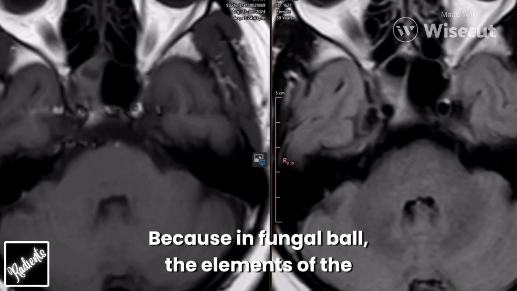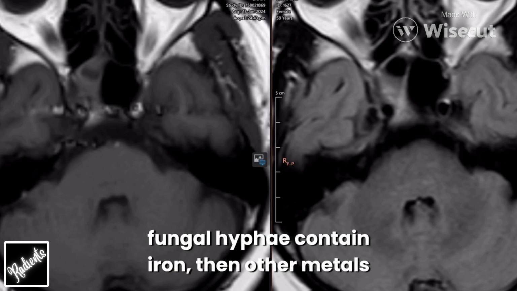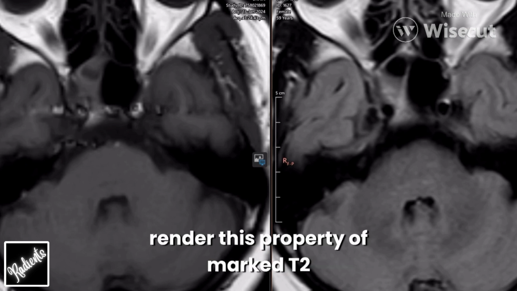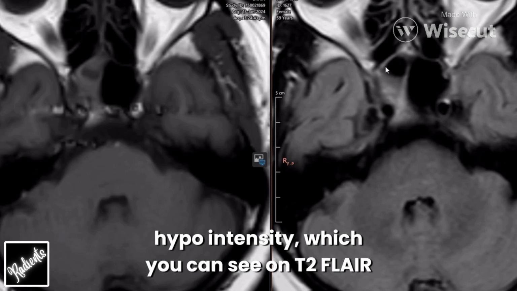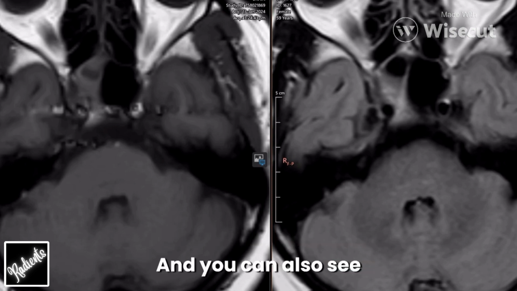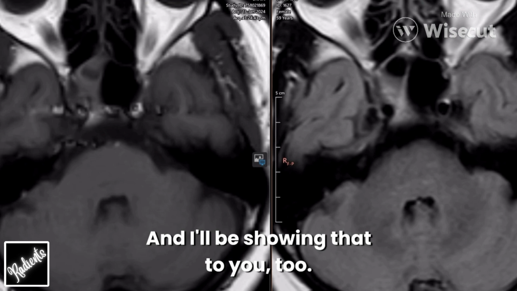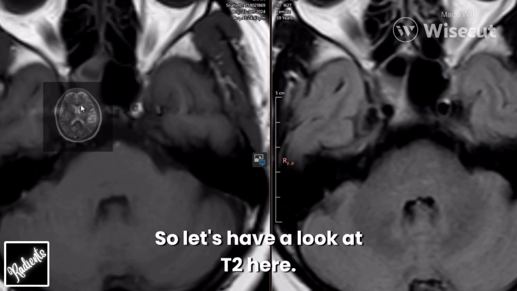in fungal ball, the elements of the fungal hyphae contain iron, then other metals like magnesium, manganese, which render this property of marked T2 hypointensity, which you can see on T2 FLAIR, and you can also see definitely on T2 as well, and I'll be showing that to you too. So let's have a look at T2 here.